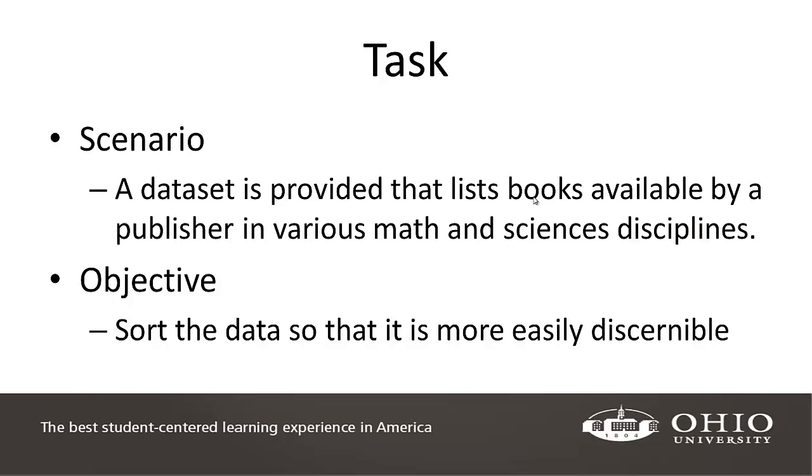The scenario in this learning activity is that we have a data set that lists books by a publisher in various math and science disciplines, and we want to organize the data set so it's a little bit easier to select perhaps an appropriate book for a course or something like that. The objective here is to sort the data so that it is more easily discernible. So in other words, an easier way to make a decision and sort of make the data clear. So let's go ahead and begin by opening up the starting file.